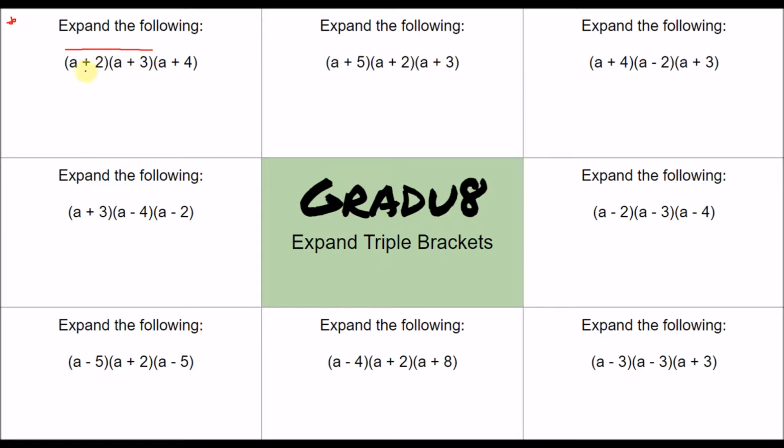For me to do that then, I'm going to expand and I'm going to just draw arrows like I've already explained in the expanding double bracket series, and I'm just going to work out what's going to happen when I expand them. So a times by a to give me a squared, it multiplies by 3 to give me 3a, and then 2 multiplies by a to give me 2a, and then 2 multiplies by 3 to give me 6. Now, I'm going to simplify that. Okay, so I'm going to go a squared, and then it's going to be plus 5a plus 6.